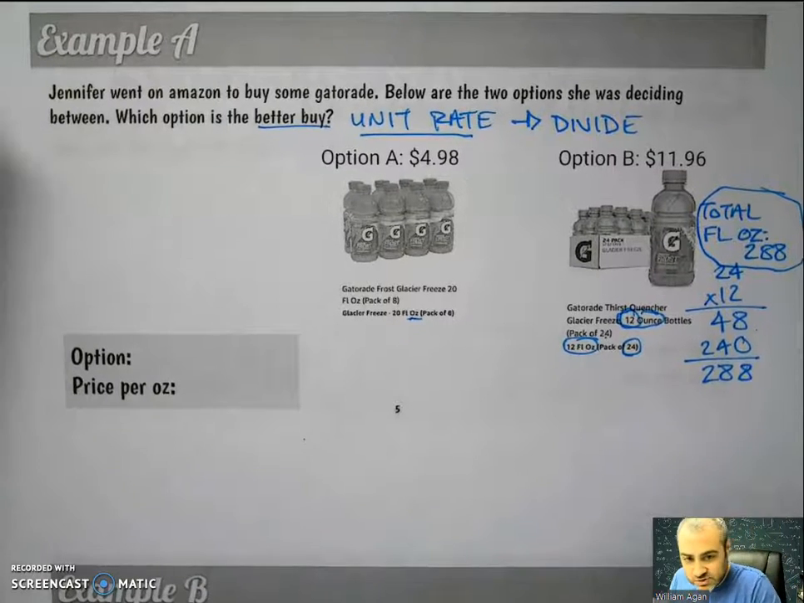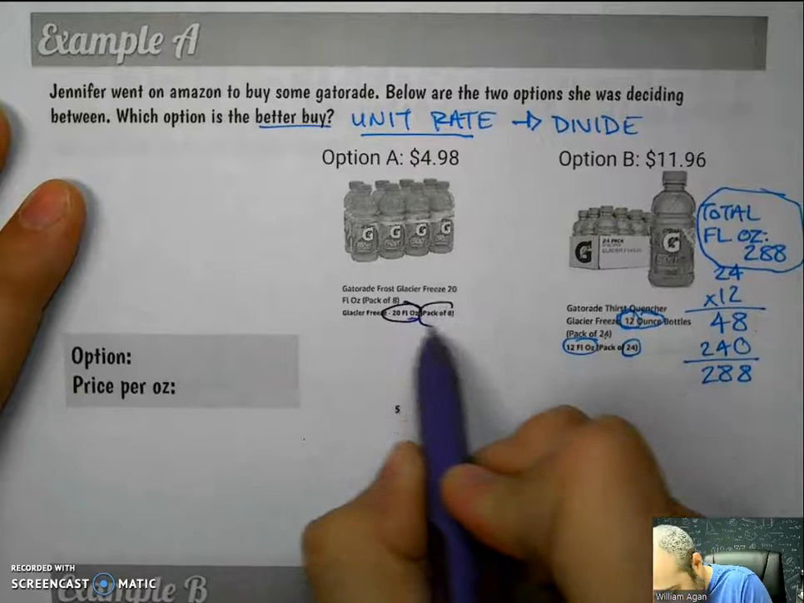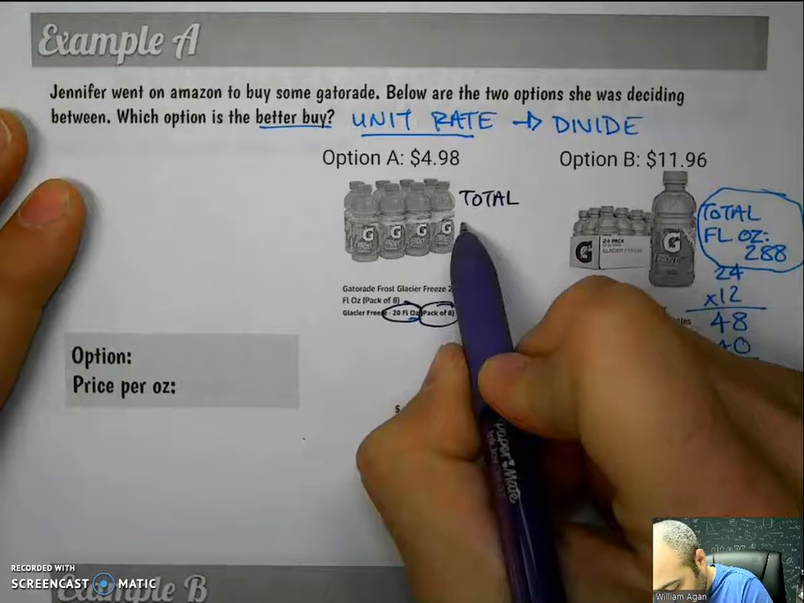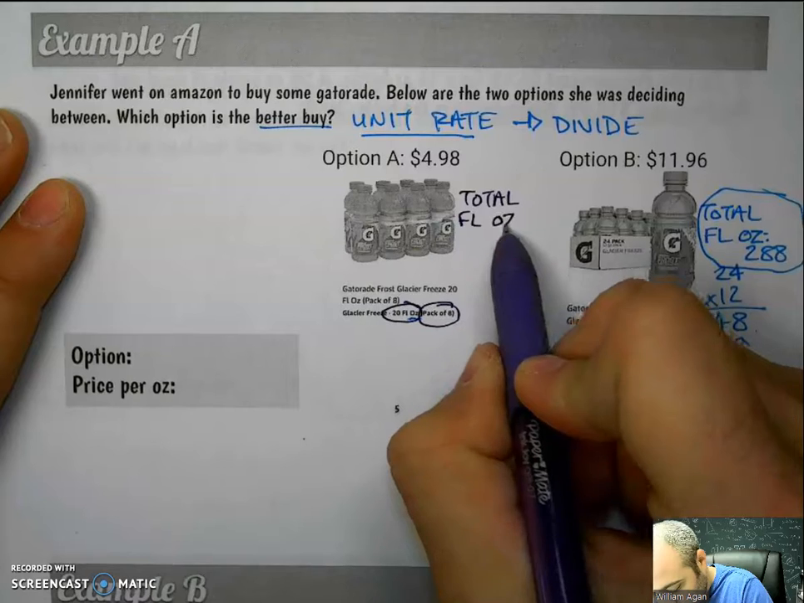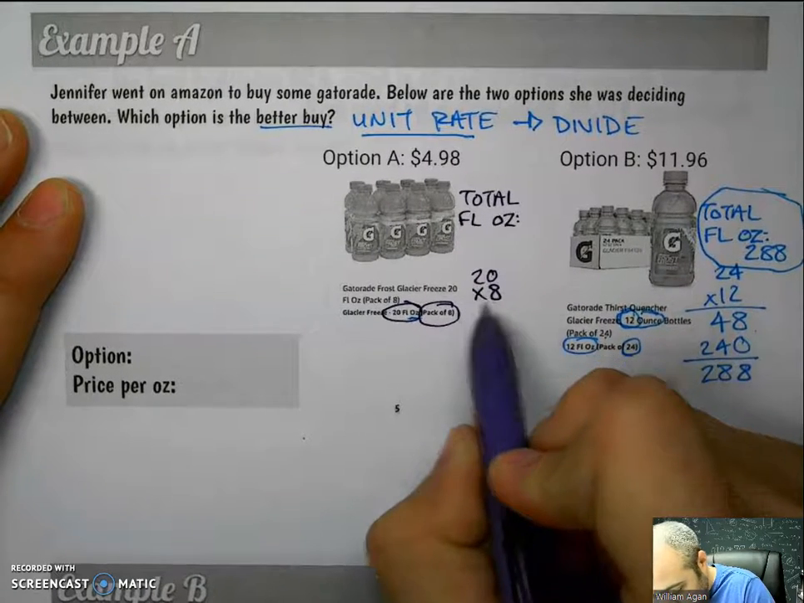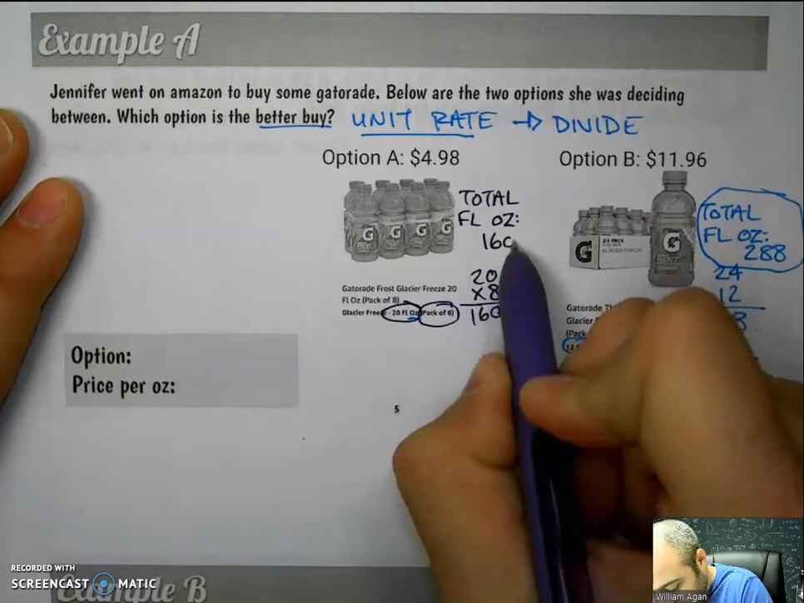Okay, now let's look at the other one. There's 20 fluid ounces and there's 8 of them. So we have 20 times 8. Well, that's easier. It's just 160.